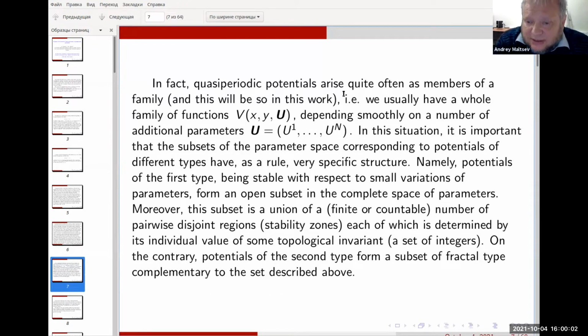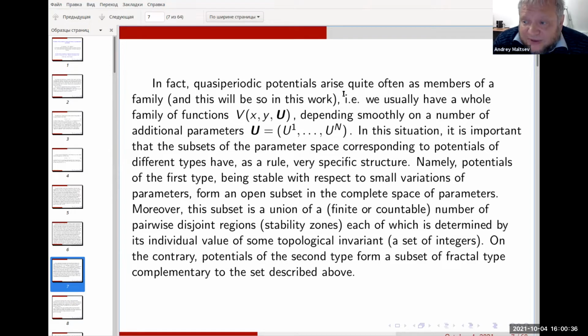As I already said, we are going to divide the quasi-periodic potentials into two different classes, the class of regular potentials and the class of chaotic potentials. It will be natural, also from the point of view of creating such potentials, to consider not just one potential, but some smooth family of such potentials, which depend in a smooth way on some finite number of parameters.